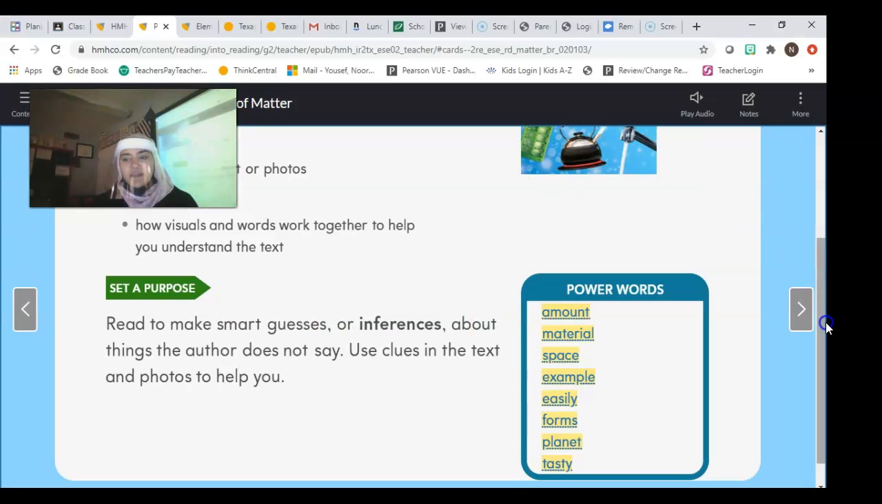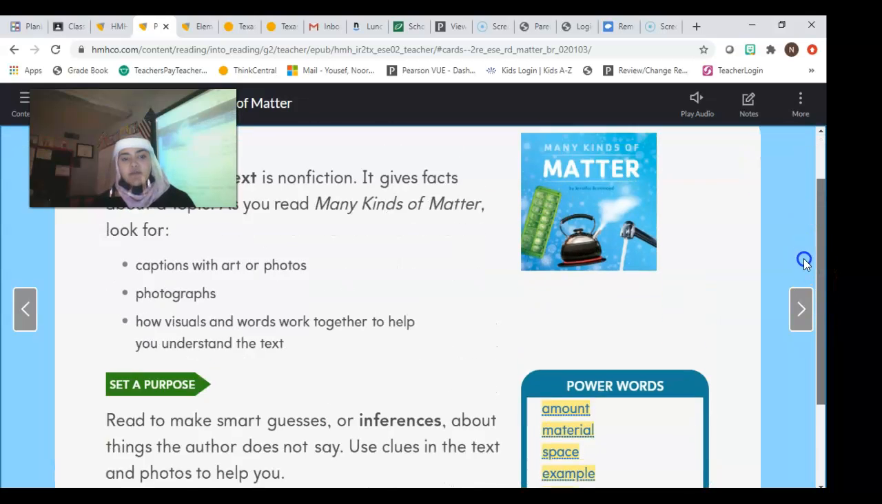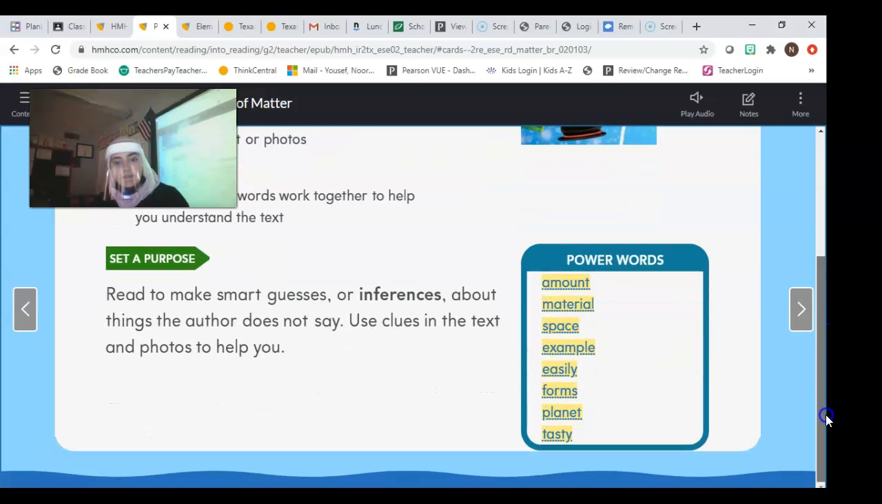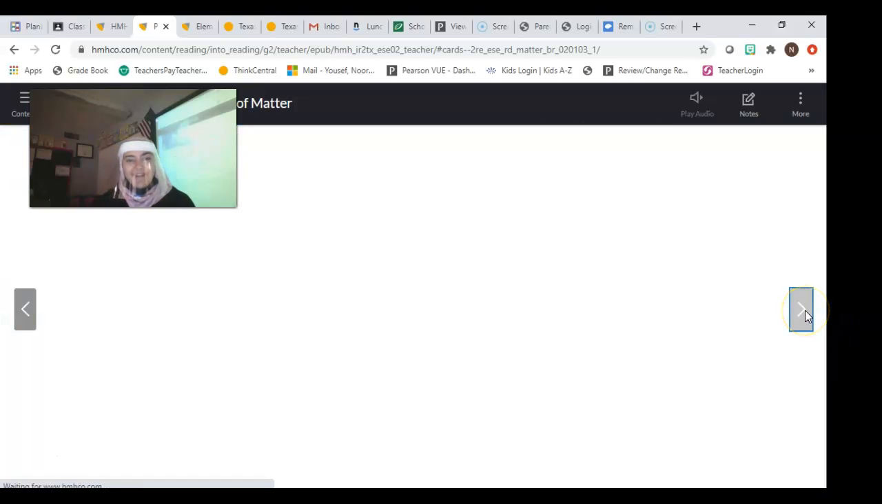Okay guys, now that we're done with the vocabulary words, let's go ahead and move on with the story. So again, we're going to pay close attention to captions, the pictures, and words that work together to help you understand the story. So again, we are making inferences about what the author does not say. Okay?